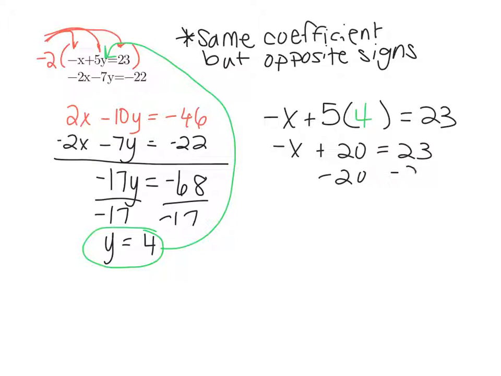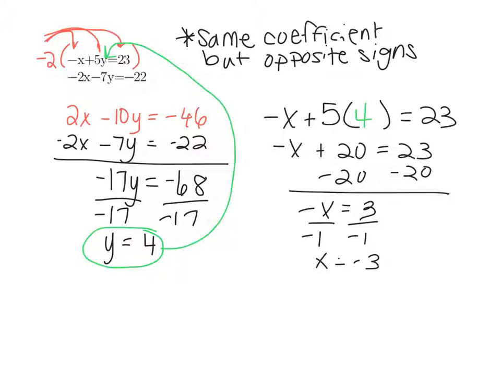Subtract my 20 from both sides. I get negative x equals 3. And then I'm going to divide by negative 1 to get x equals negative 3. Lost my equal sign. So x equals negative 3.